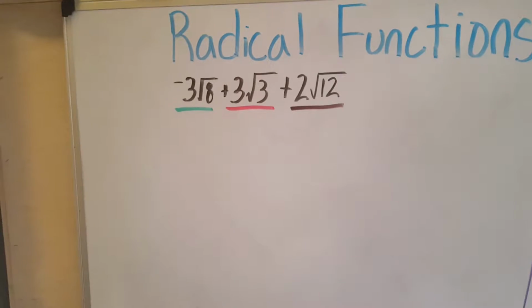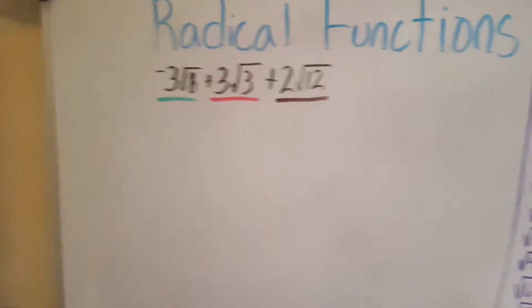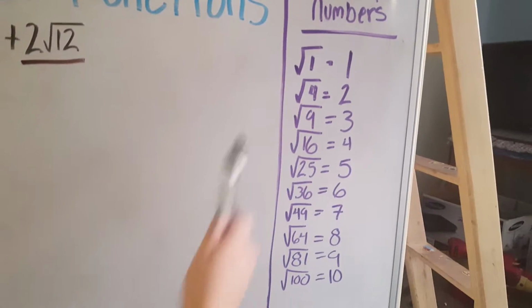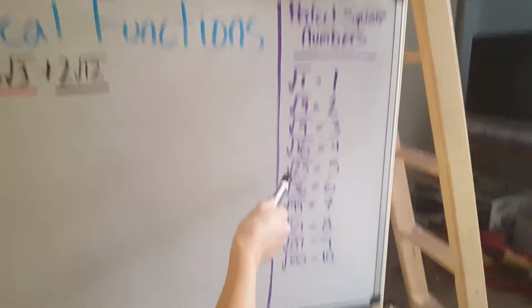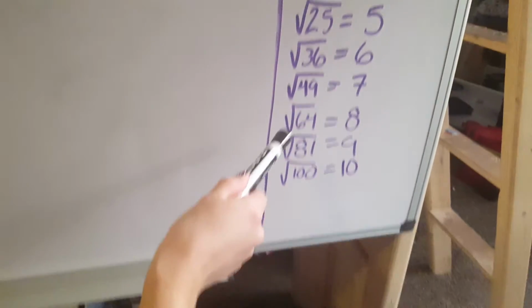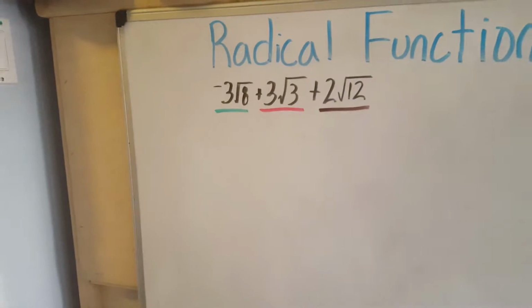If you're not familiar with your perfect squares, just make a little cheat sheet right here. So our perfect squares are 1, 4, 9, 16, 25, 36, 49, 64, 81, and 100. We're first going to start with the green.